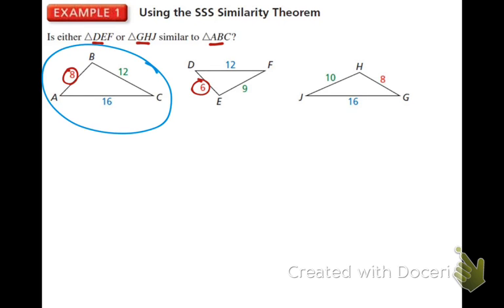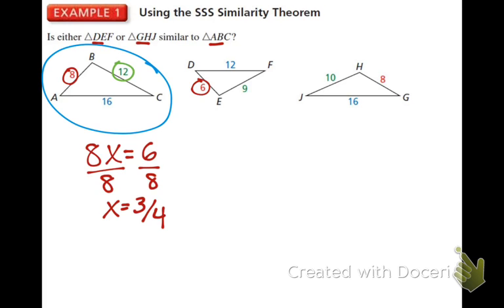We'll just find the scale factor from ABC to DEF because it doesn't matter. So 8 times the scale factor gives us a side of 6. So 8x equals 6. Divide by 8. So what is the scale factor? 3/4. So basically all of the other sides need to have the same scale factor of 3/4.